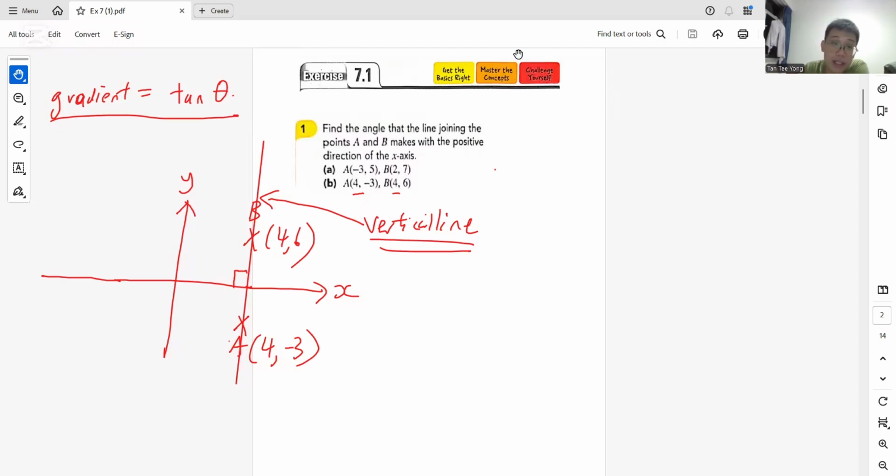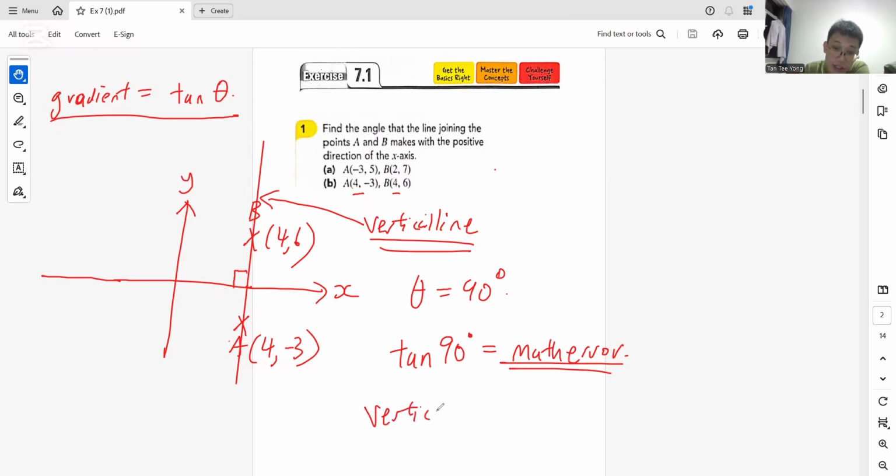Since this is 90 degrees, it means that theta equals 90 degrees. One thing to take note: if you do tangent 90 degrees, it will give us a math error on the calculator. Recall that when we have a vertical line, the gradient is undefined. That's why theta is 90 degrees.